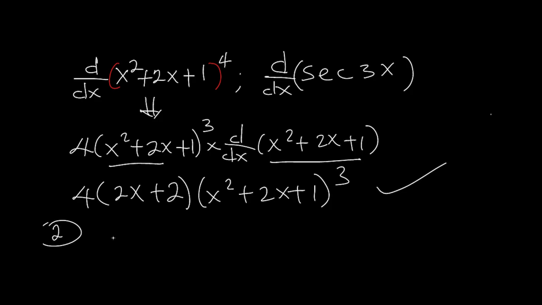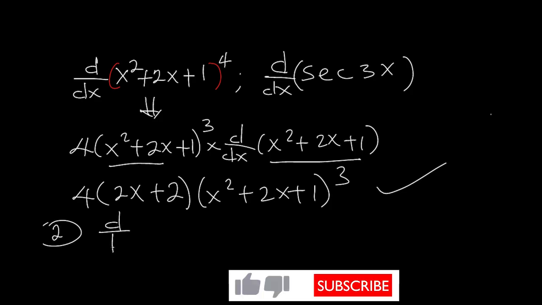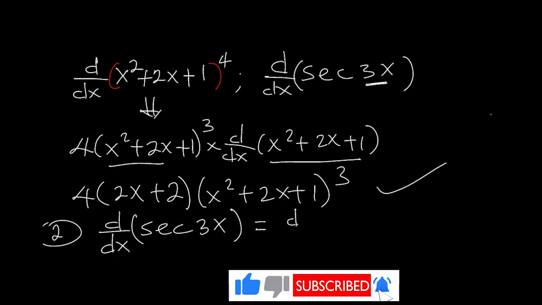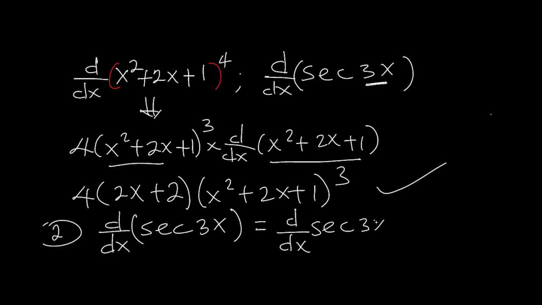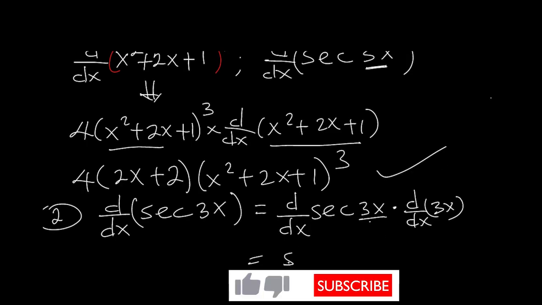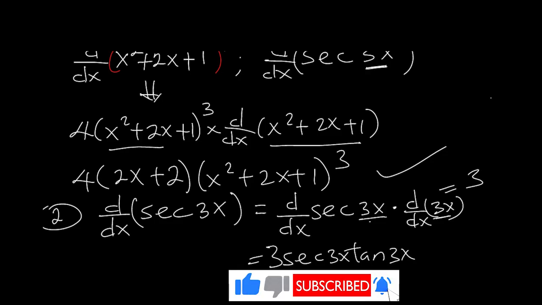For the second one, this will be equal to d/dx of sec 3x. This will be d/dx of sec of the function, times the derivative of the composite function. So that will be d/dx of 3x. If you differentiate it, it's going to give you sec 3x and then tan 3x, and then the derivative of this one is equal to 3. So this will be your answer.